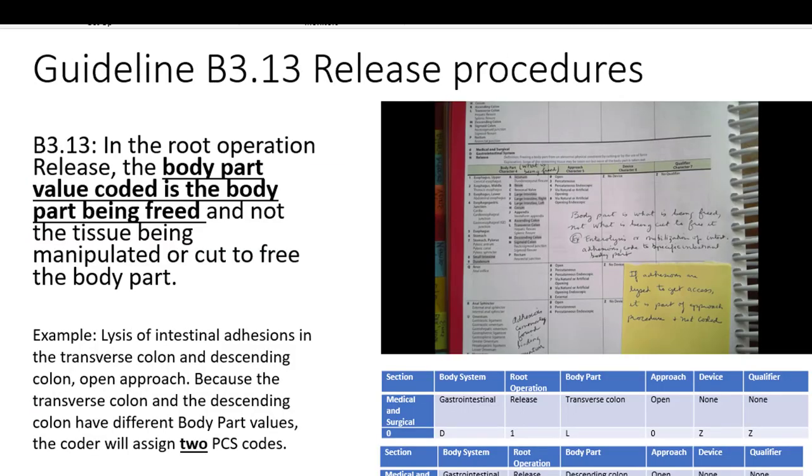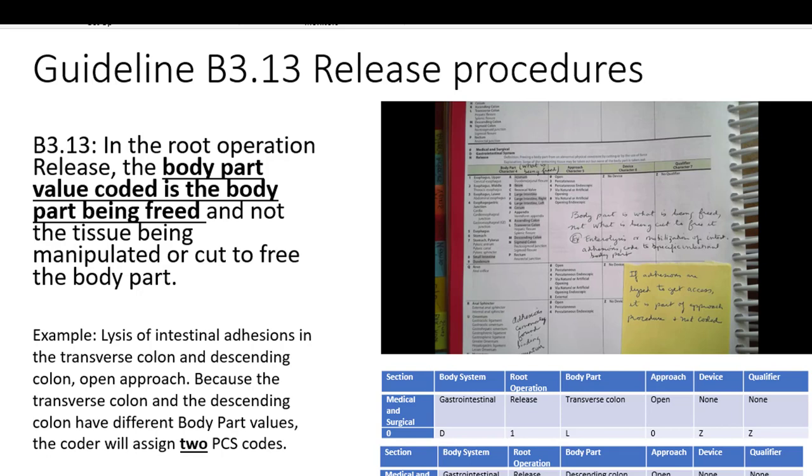Guideline B3.13 talks about release, how in a root operation release, it's the body part being freed that you're going to choose as your body part, not what you're actually moving out of the way or cutting into to free the body part. The example that's given is a lysis of adhesions.